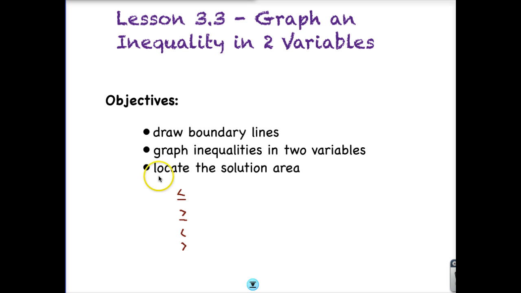Just to remind you, these are some of our inequalities. We have a less than or equal to, a greater than or equal to, and then just a less than or a greater than. And this is going to be important when we draw our boundary line to know which one we are using and how that affects the line.